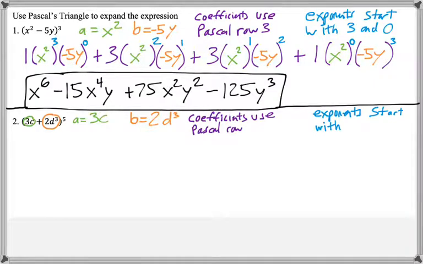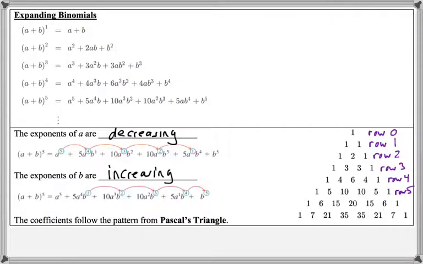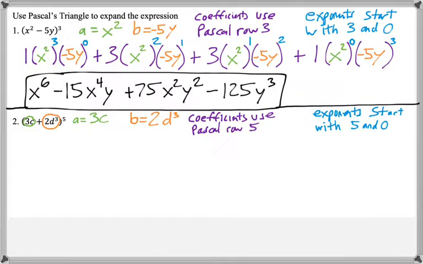Now, since my exponent is 5, I know that my coefficients are going to use Pascal's triangle, row 5. And also because my exponent is 5, I know that my exponents of my terms are going to start with 5 and 0. So row 5 of Pascal's triangle has the numbers 1, 5, 10, 10, 5, and 1. So that's going to be 6 terms.